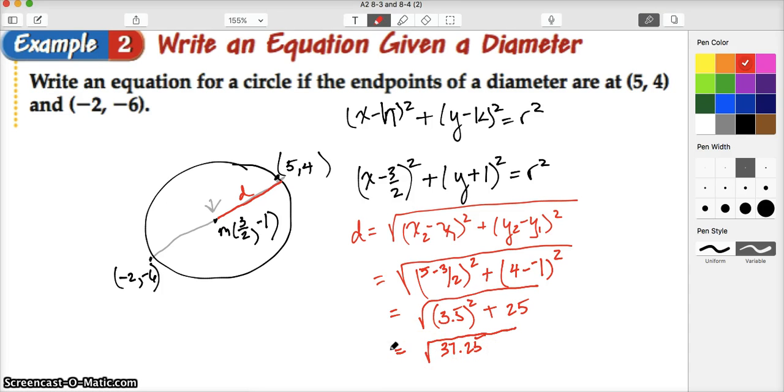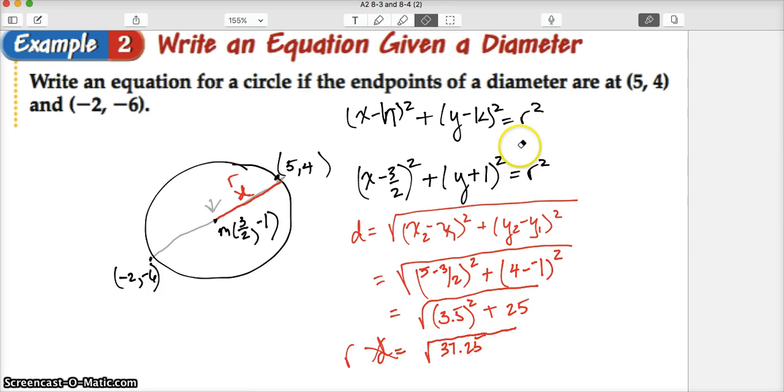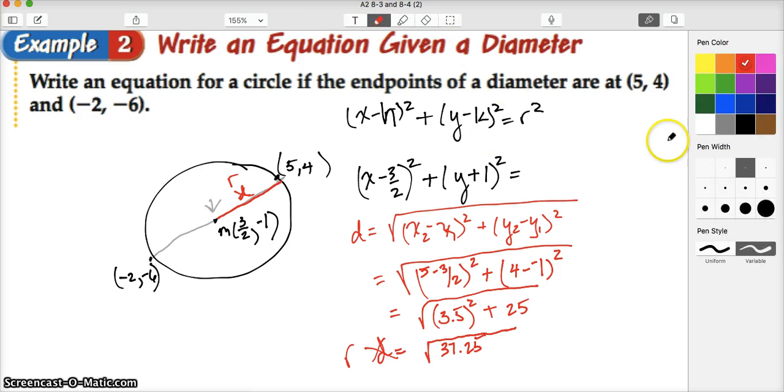That's the distance, right? And that means that's the radius. We can also call that the radius. And if that's the radius and we need the radius squared here, that just means take the radical off. So then this becomes 37.25. And that's our equation.